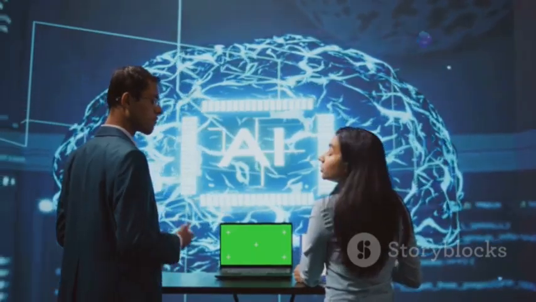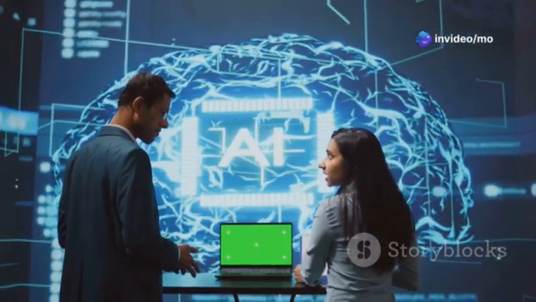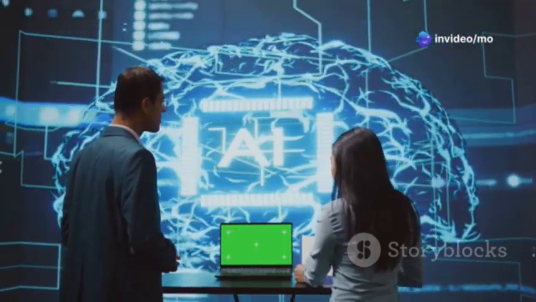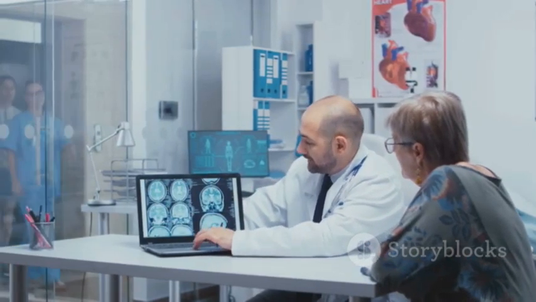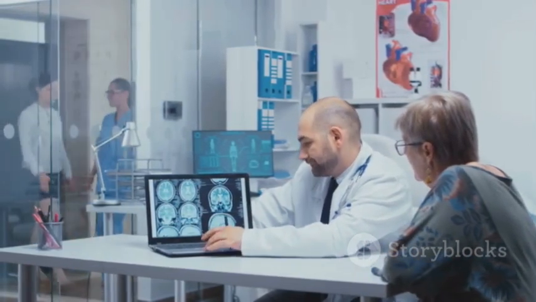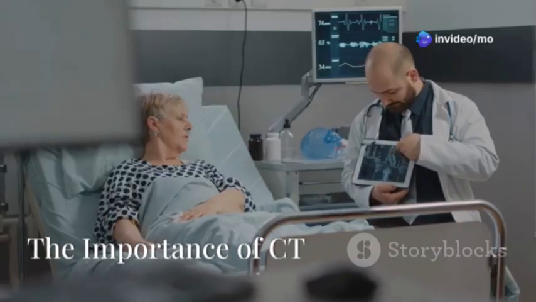Another area of active research is the development of artificial intelligence, AI-powered CT analysis tools. These AI algorithms can assist radiologists in interpreting CT images, identifying subtle abnormalities, and improving diagnostic accuracy.